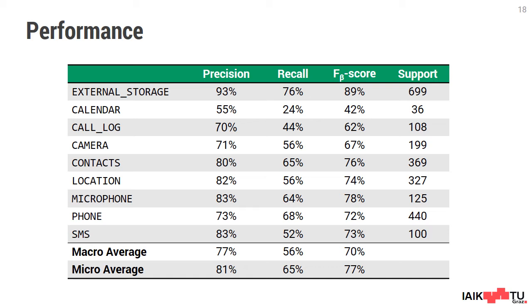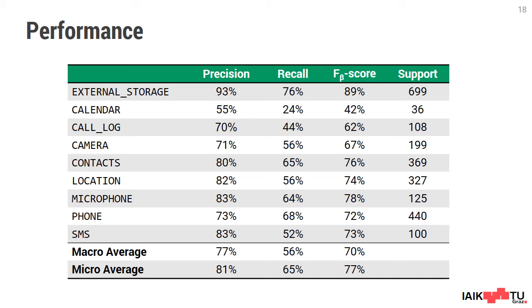On this slide, you see the performance on a test set of 1,000 apps. The rightmost column shows the support, indicating the number of true positives found by a model. The varying number for the individual permission groups is mainly caused by their unequal usage in real-world applications. Overall permission groups, recall shows significantly lower values than precision.